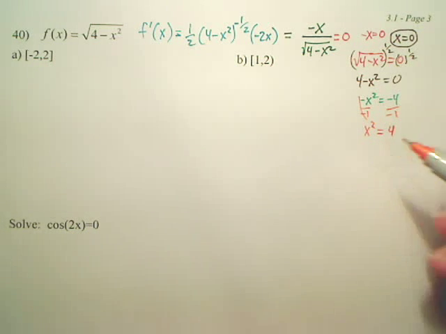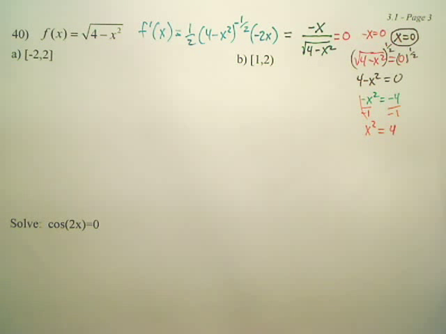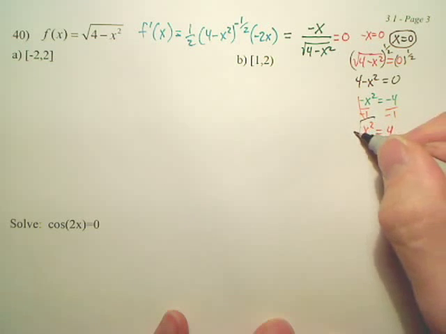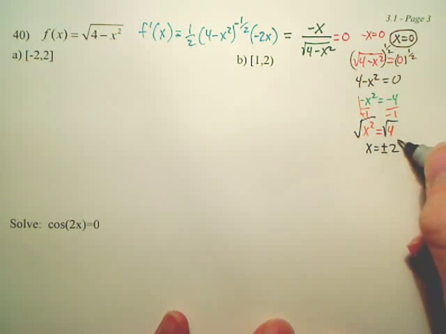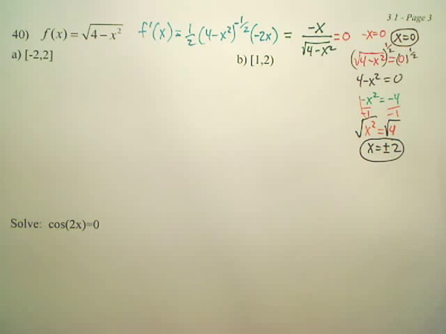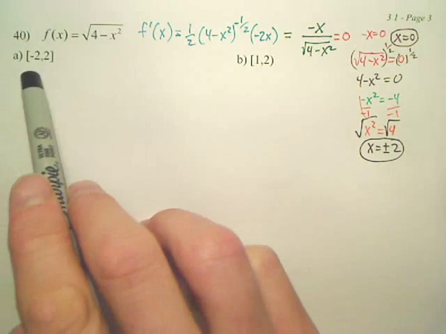And some of you will forget this, but your answer is plus or minus. Don't forget that. 2. Remember, when you square root both sides, you get plus or minus. So I have 3 possibilities of absolute extrema. Sorry, these are 3 critical numbers which you have to check, including the endpoints.